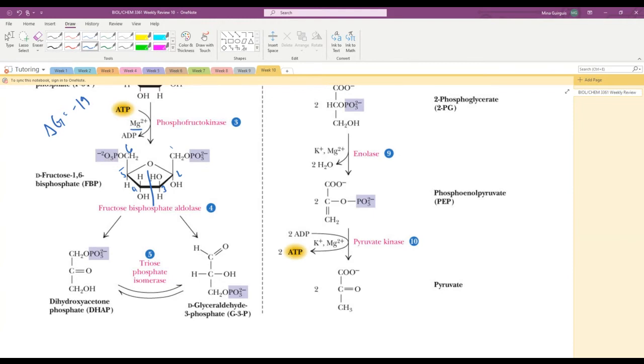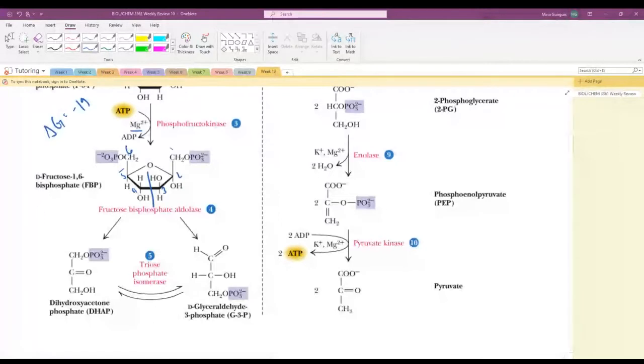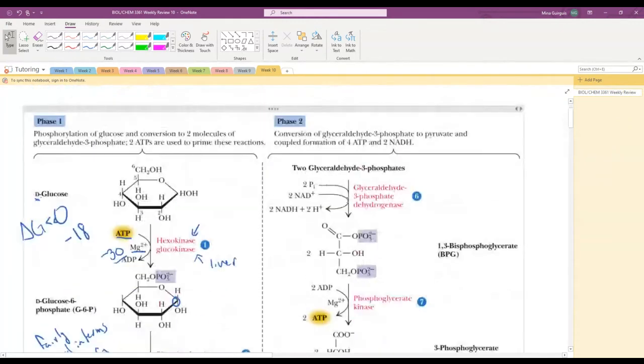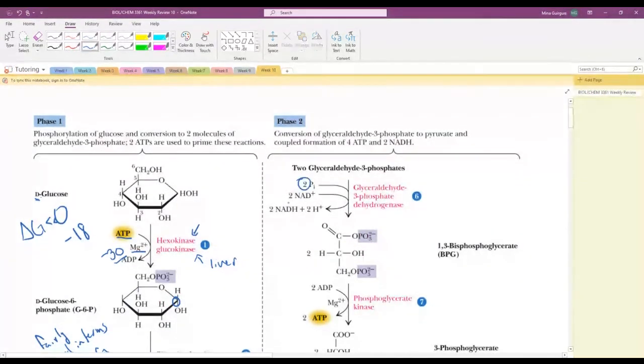Okay. We want G3P. That is our ultimate goal. So to get that, the fifth step is called triose phosphate isomerase. Very simple reaction. All it does is convert DHAP to G3P. And so that's why on the second half of glycolysis, you just see 2, 2, 2, 2, 2, and so on, because we have 2 G3P coming from 1 glucose.